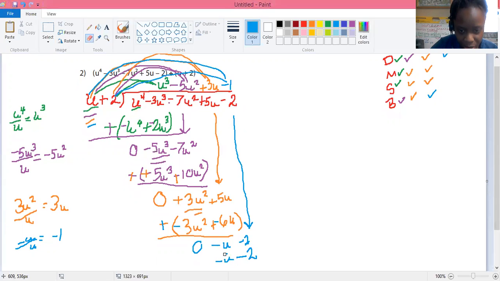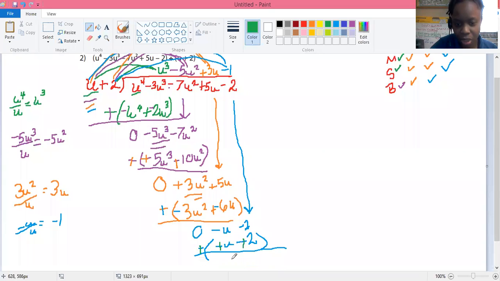Let's erase this little line right here. That's distracting. All right. So I multiplied. And now I'm about to subtract them. But I don't like to subtract. I like to add the opposite. And then negative u plus u is 0. And negative 2 plus 2 is also 0. So there's no remainder. We're done.